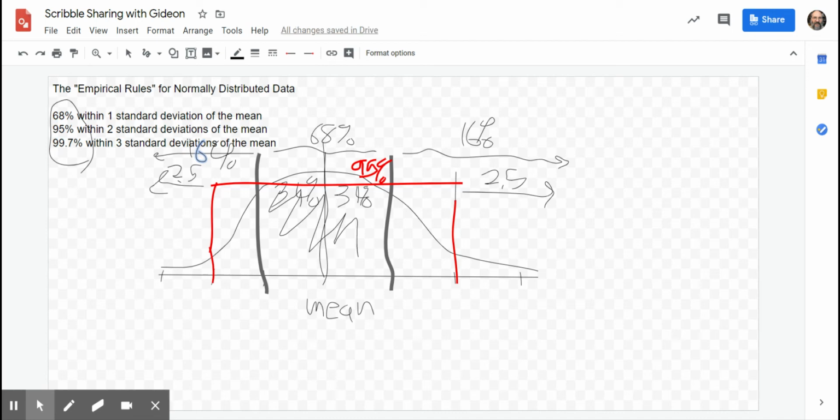And you can even do some work here if you know there's 2.5 above 2 deviations, but there's 16% above 1 deviation, then you can do a little subtraction and figure out that there's 13.5% right in here, right? Just like the 34% over here makes the 68. To get to 95, you have to add 27 to 68, 13.5 on both sides.